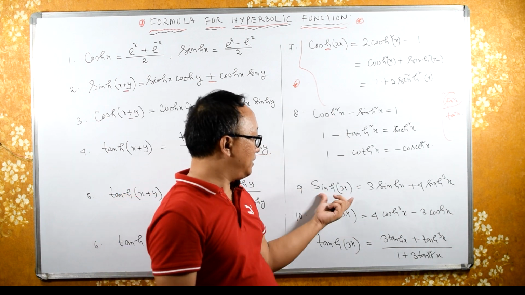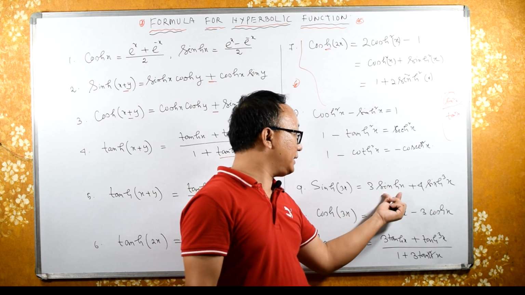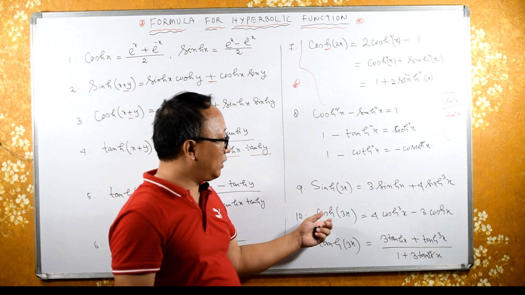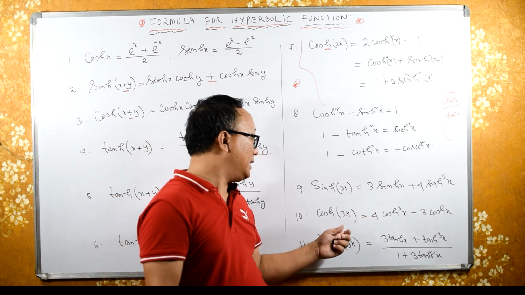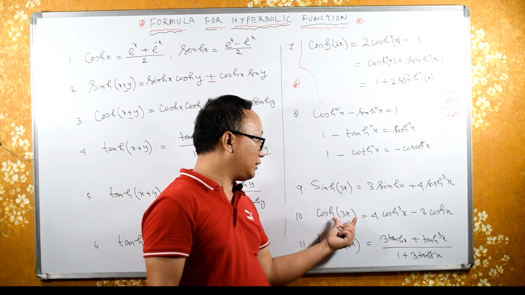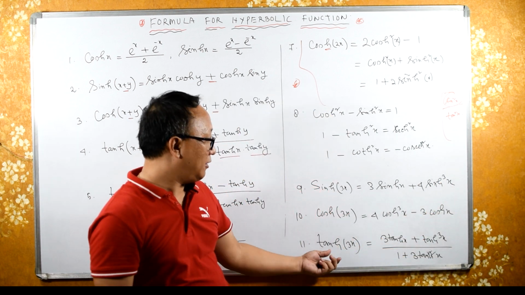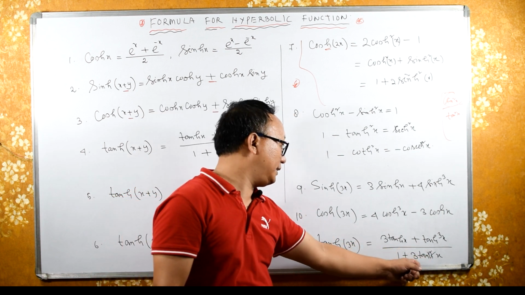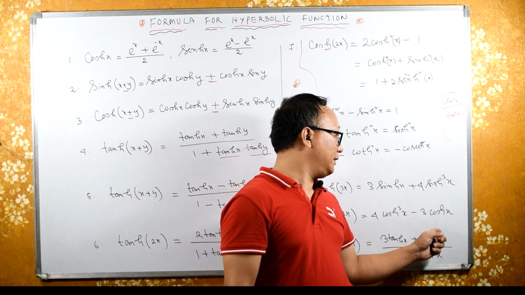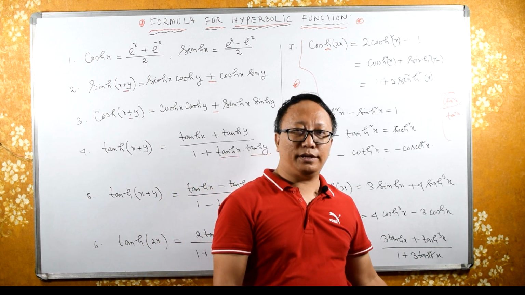Similarly, sin hyperbolic 3x equals 3 sin hyperbolic x plus 4 sin hyperbolic cube x. Cos hyperbolic 3x is also cos, so you don't have to do anything over here. This is the same as before: cos hyperbolic 3x equals 4 cos hyperbolic cube x minus 3 cos hyperbolic x. Where tan is involved, this becomes plus. Tan hyperbolic 3x equals 3 tan hyperbolic x plus tan hyperbolic cube x upon 1 plus 3 tan hyperbolic square x.